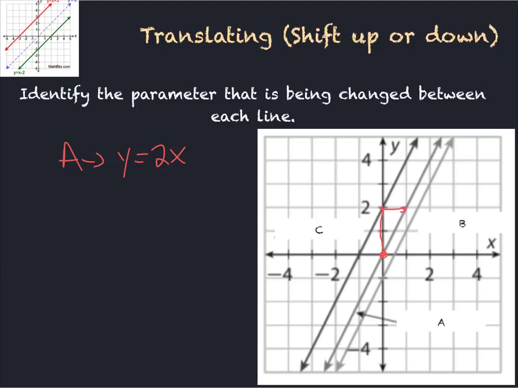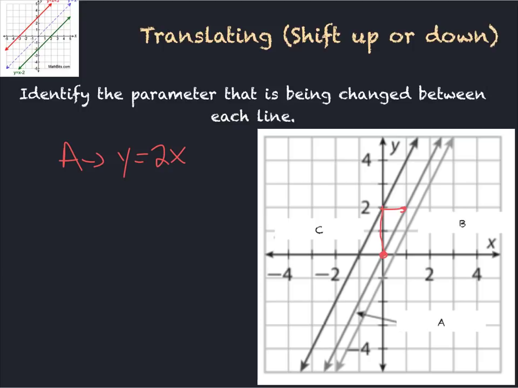Now we're trying to figure out what's actually changing, okay? Is it the y-intercept? Is it the slope? Is this going to be a translation? Are we shifting up or down? Or is this going to be a stretch or a shrink? Or is this going to be a reflection? You can kind of already tell it's not going to be a reflection just by looking at it.